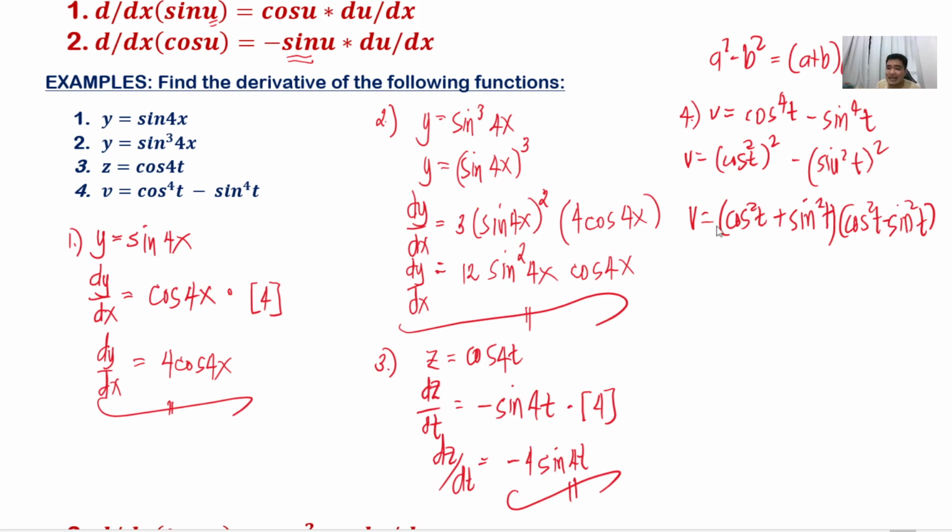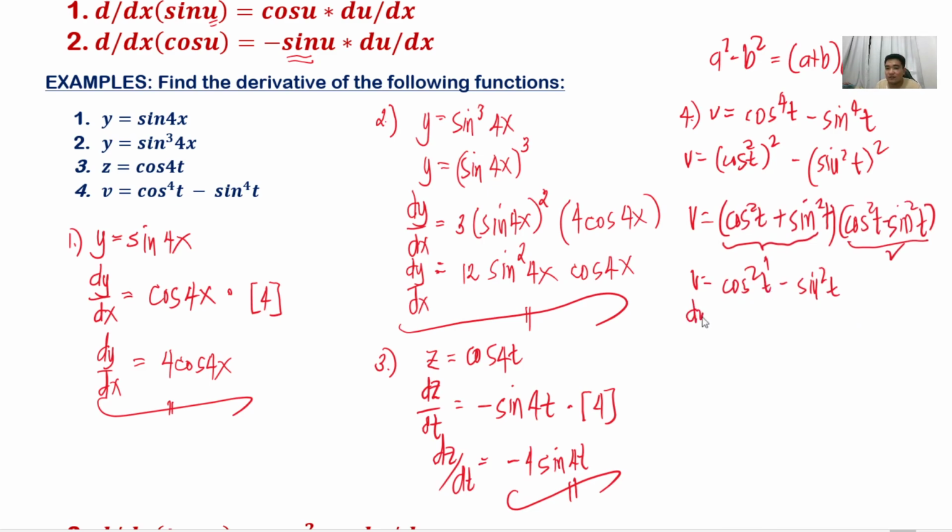Eh di ba class, ang cosine squared t plus sine squared t, di ba that is just equal to 1? Di ba, sa trigon natin, this is just equal to 1. So, 1 times cosine squared t minus sine squared t. So, ito na lang ang natira. Okay? So, ibig sabihin, class, yung v natin, we can just simply write it as cosine squared t minus sine squared t. Okay? And then from there, we can now get its derivative.